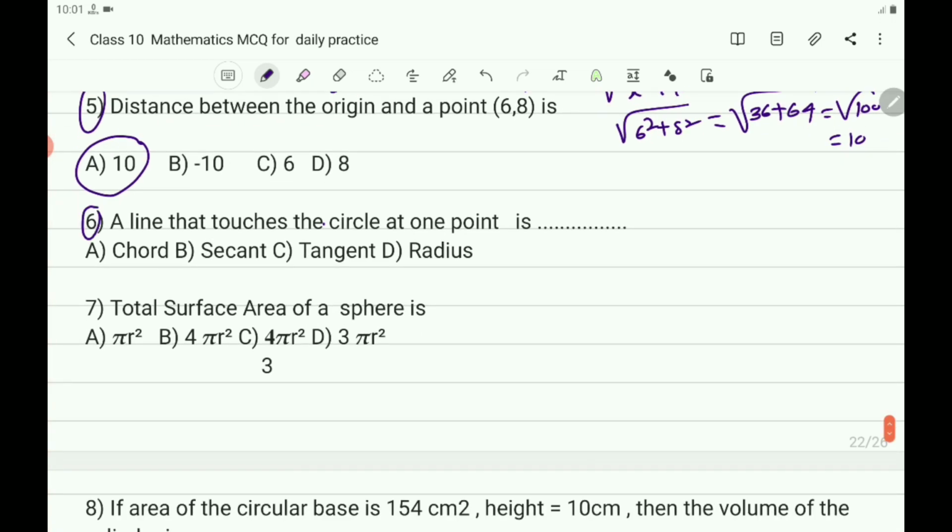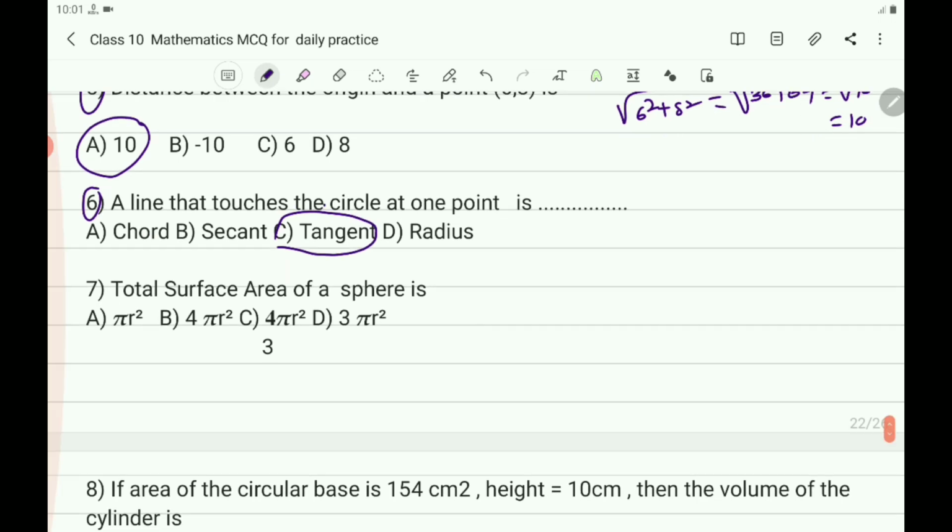Next question, sixth question. A line that touches the circle at one point. You know, the line that touches the circle at one point is called tangent. So what is the answer here? Option C is the answer.